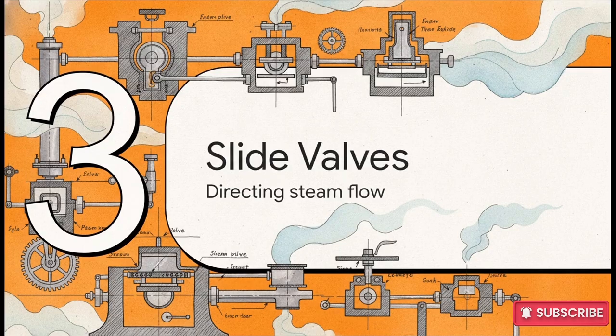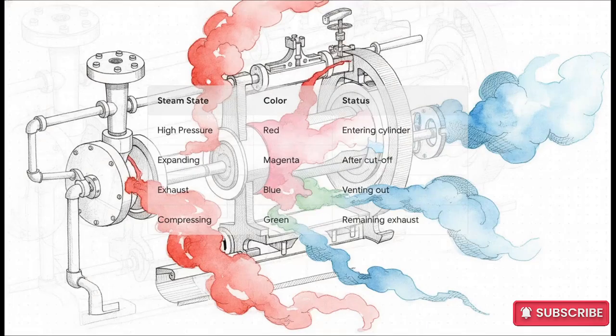Part 3. Directing flow. Slide valves. But a cylinder is entirely useless without a brain to direct it. It basically needs a traffic controller. If we want to visualize this invisible steam pressure as we discuss how these valves work, think about a color scale. Red represents the most powerful, high-pressure steam entering directly from the throttle. Magenta shows the steam as it's actively expanding inside the cylinder. Blue is the used exhaust steam venting out to the smokestack and the atmosphere, while green represents the remaining exhaust in the cylinder being compressed.